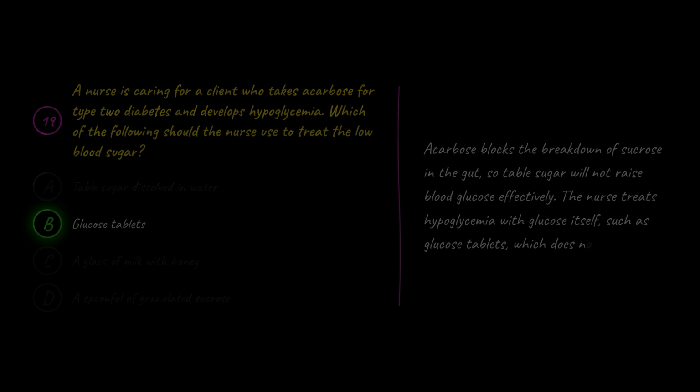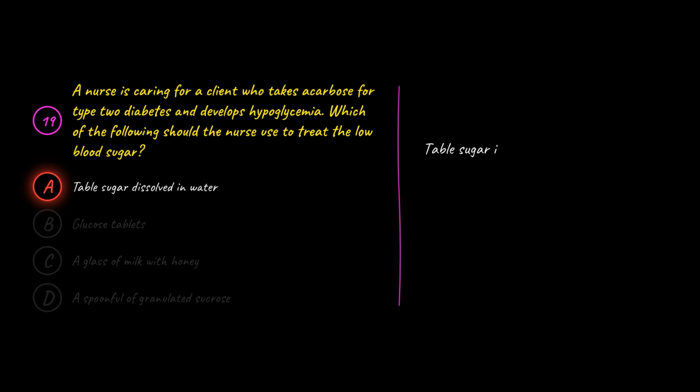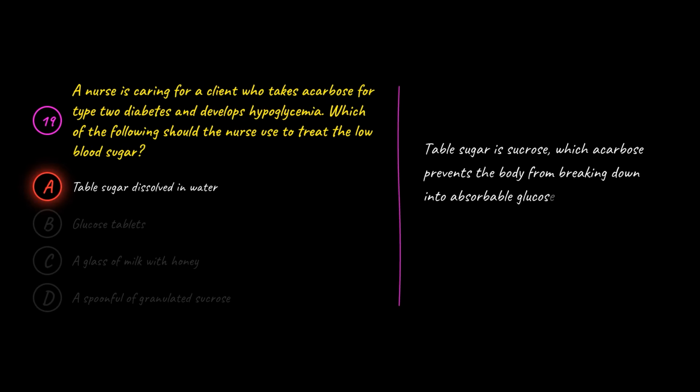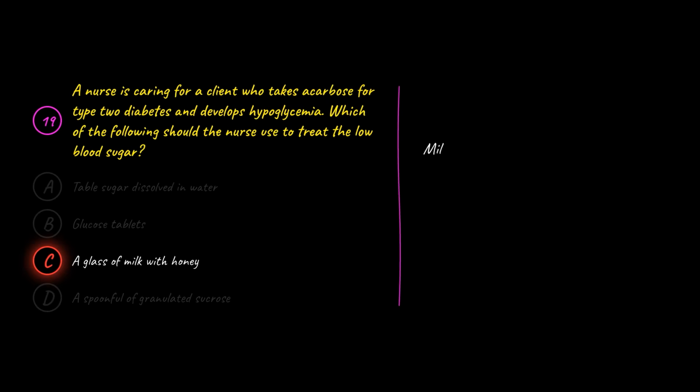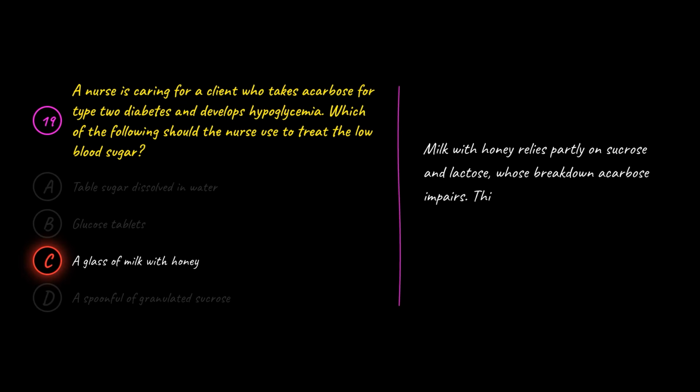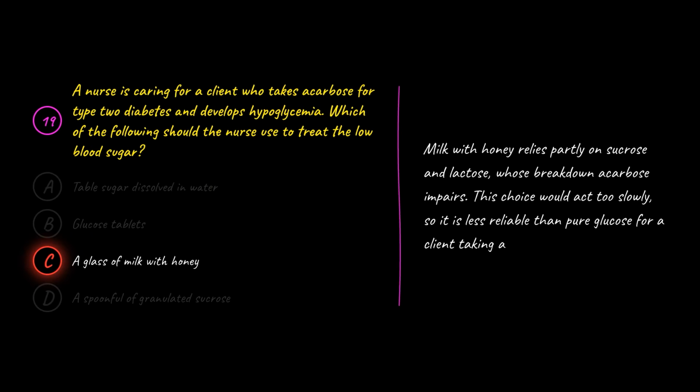enzyme. A is wrong because table sugar is sucrose, which acarbose prevents the body from breaking down into absorbable glucose. Dissolving it in water does not bypass the block, so it fails to correct the low blood sugar quickly. C is wrong because milk with honey relies partly on sucrose and lactose, whose breakdown acarbose impairs. This choice would act too slowly, so it is less reliable than pure glucose for a client taking acarbose.